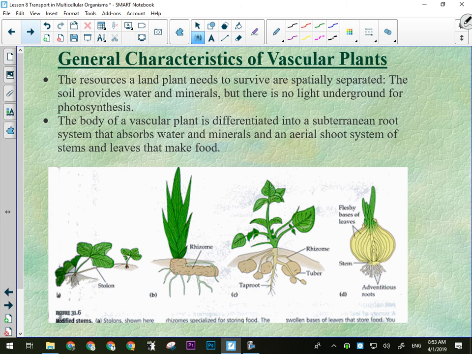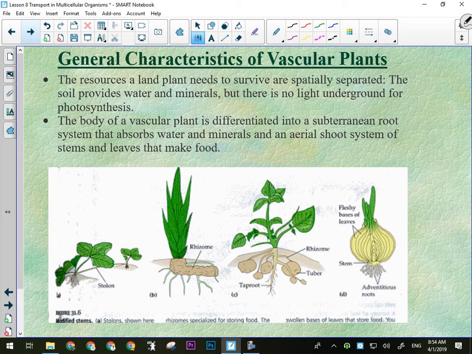All right, so as we were talking about just a minute ago, the resources that a plant needs are spatially separated. That means they are not in the same place. Water and nutrients are in the dirt. Sunlight is in the sky, okay? Not the same place. So a plant has to have specialization and division of labor within itself to acquire these spatially separated resources.